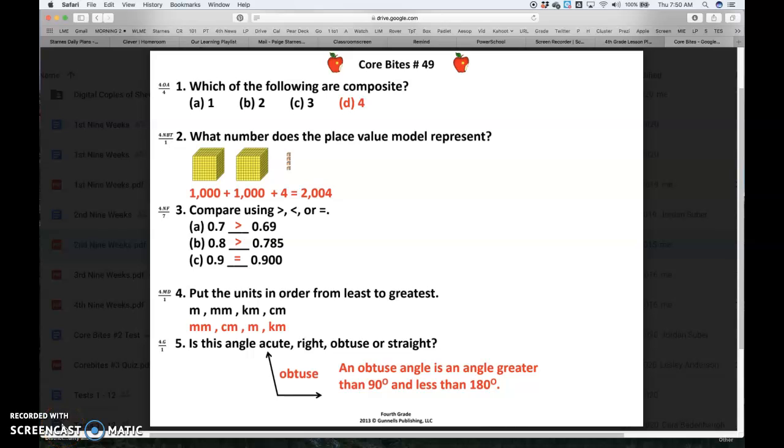All right, everybody, we are having some technical difficulties today with a power outage at Little Mountain, so that is why you just see the screen with your answer key. Okay, so let's just go over your core bytes for number 49.